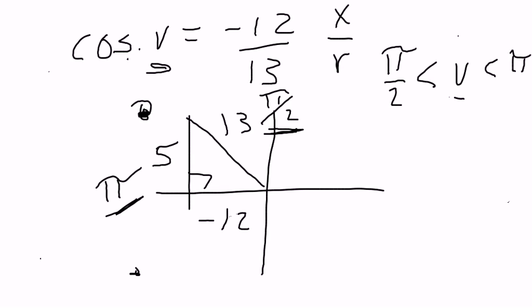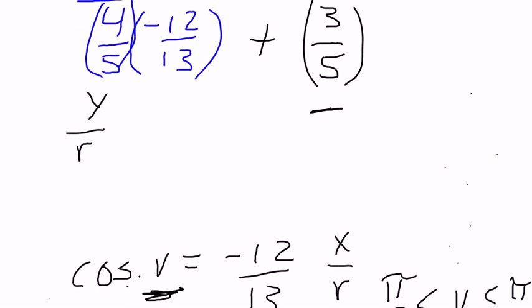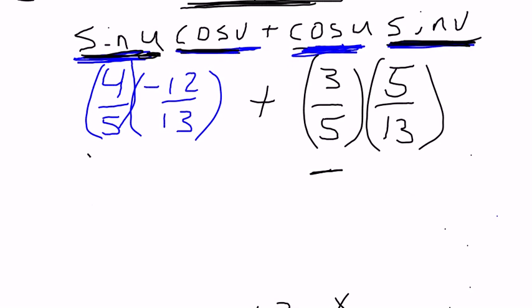Now I know the sine of angle v, because this would be angle v. Cosine was negative 12 over 13, so sine of this angle would be 5 over 13. So where I have sine of v in my formula, I can substitute in 5/13. I put that right here. Now to get my answer, I just need to simplify these two fractions.